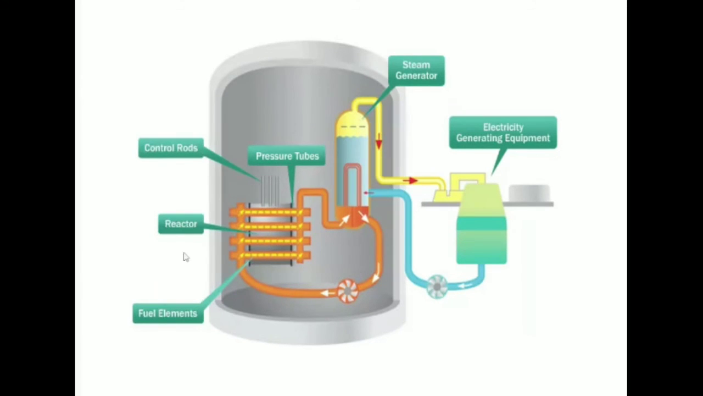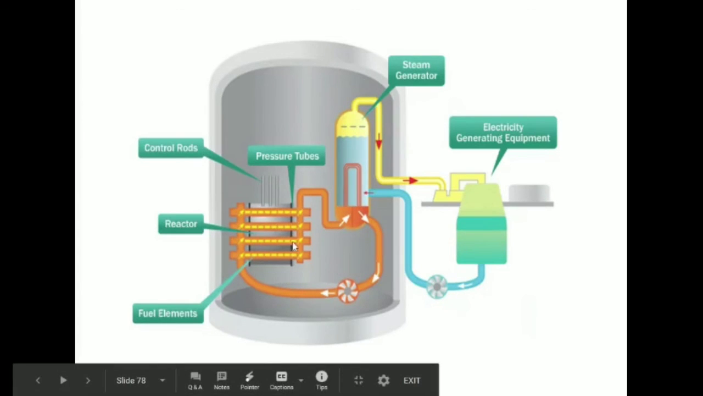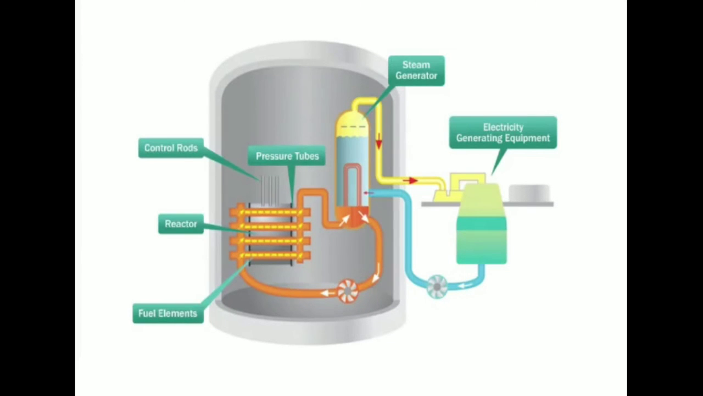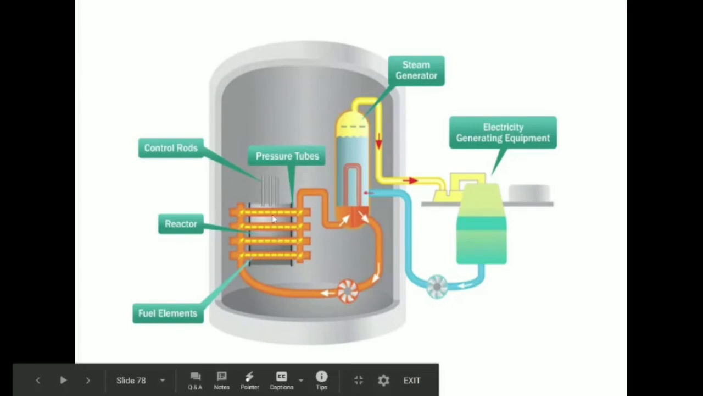This is another diagram. This is also similar to the previous one. Here you can see the turbine generator assembly. That is the only difference. The moderator is in a large tank called calandria, penetrated by several hundred horizontal tubes. Here you can see a number of horizontal tubes where this D2O is being circulated.